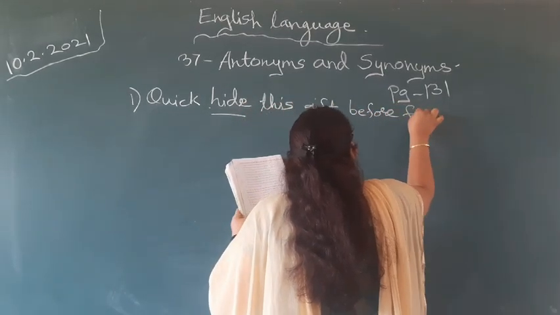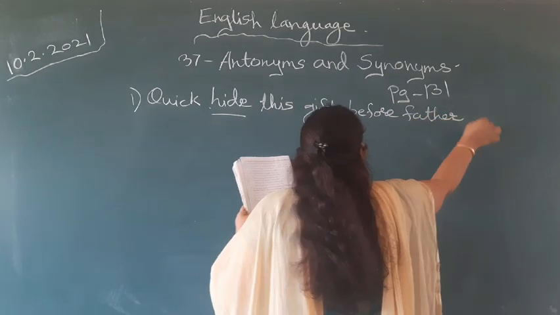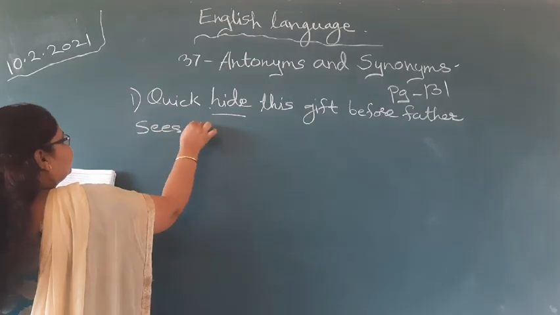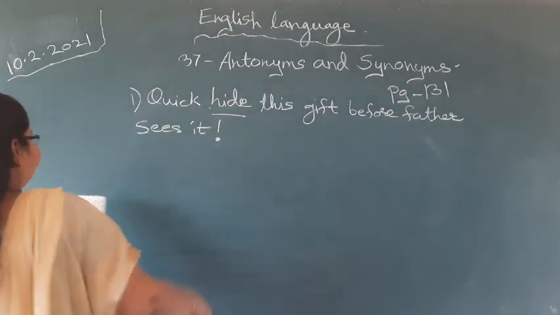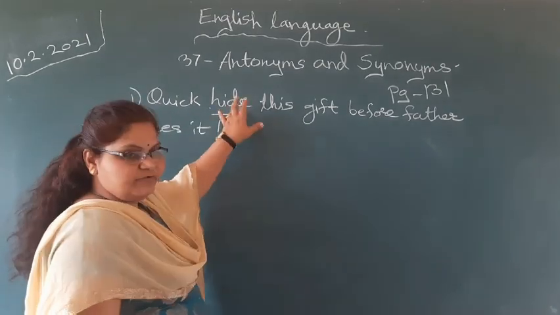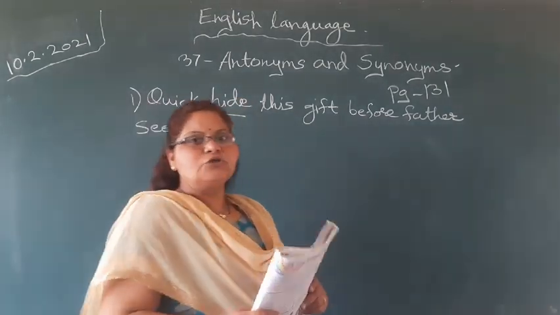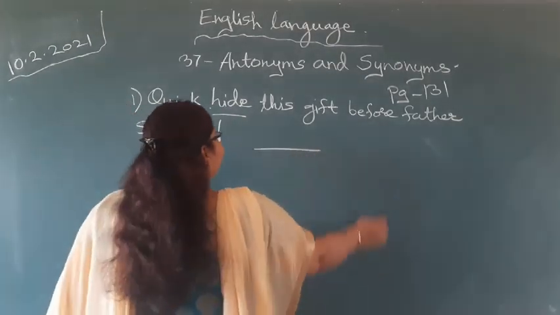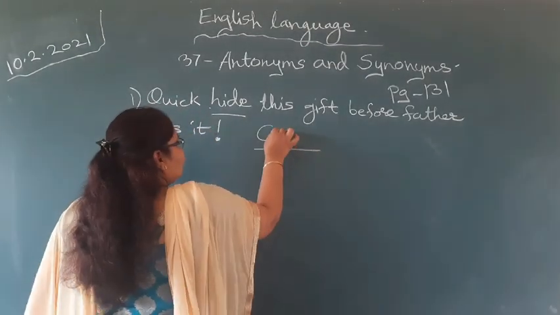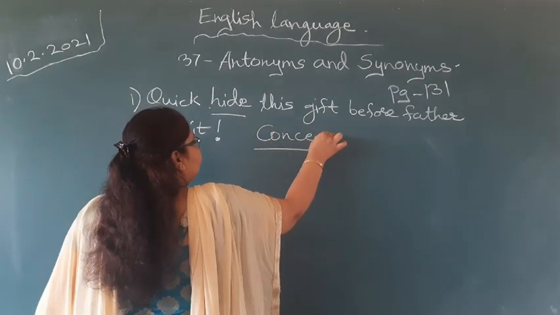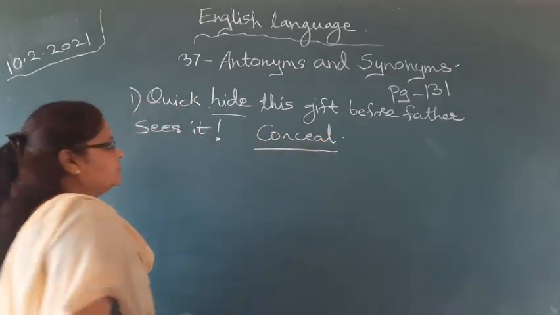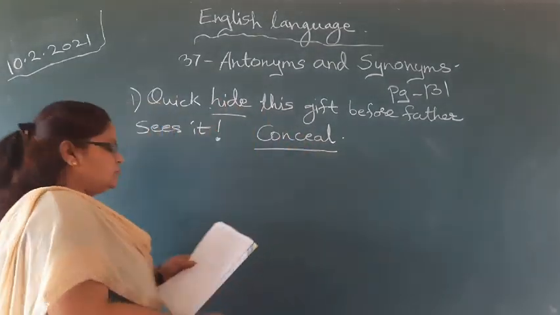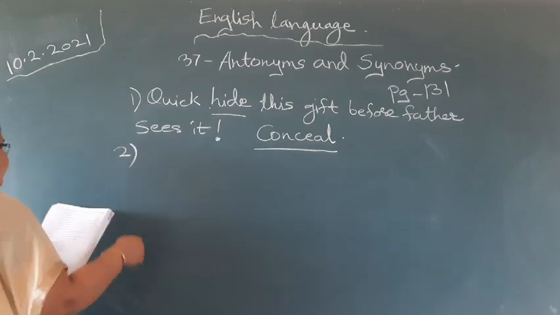Before father sees it. There is an exclamation sign. So, the underlined word, hide. Hide यानी क्या? छुपाना. So, the similar word for hide is conceal. What is the word? Conceal. Hide, conceal. So, next example, second sentence.